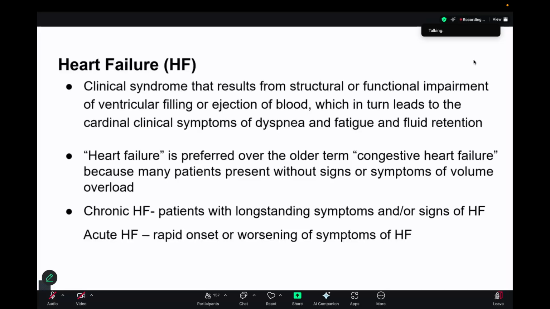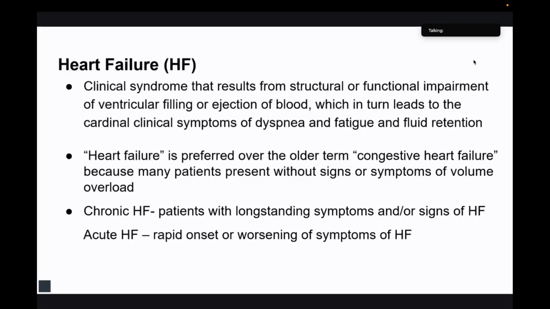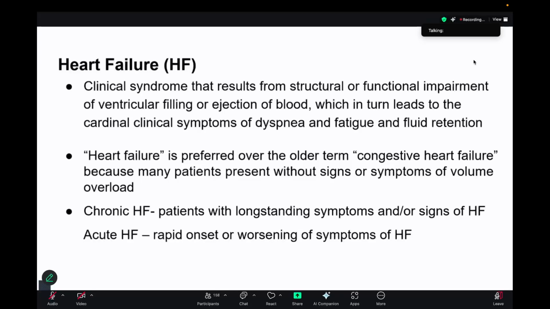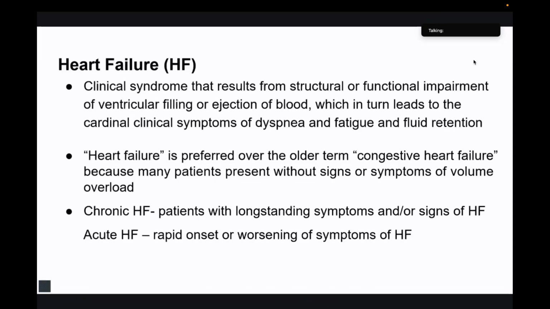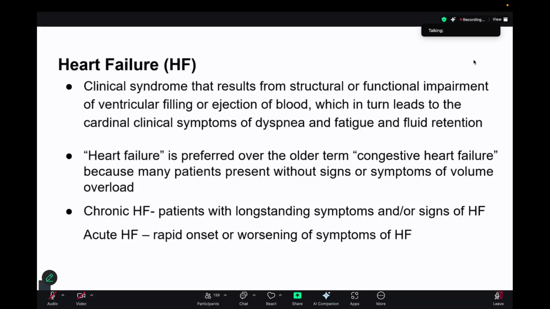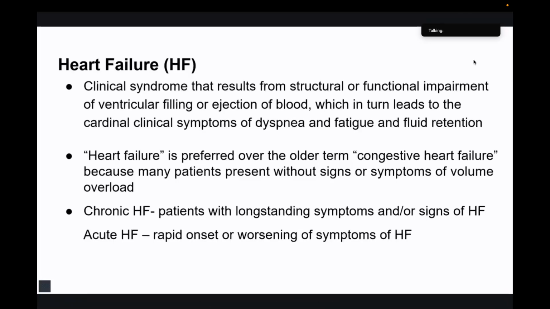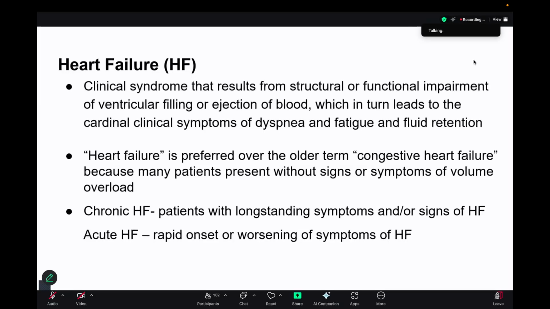Most episodes of acute heart failure are a result of worsening of the chronic heart failure condition, but 20% of acute heart failure is actually due to de novo or new onset heart failure that can occur in the setting of acute coronary syndrome, acute valvular dysfunction, or hypertensive urgency.